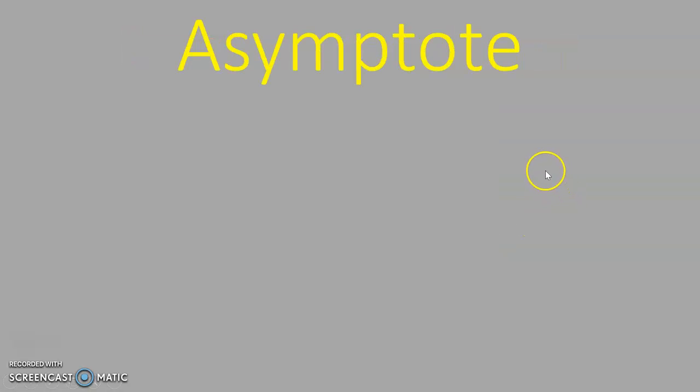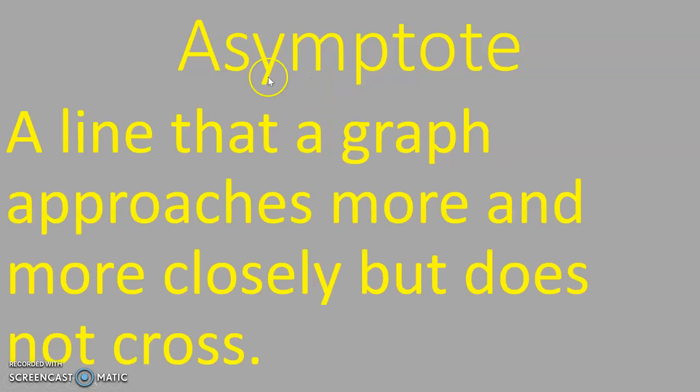What you may have noticed on those two graphs is that on the flat side, it looked like it sort of hugged a horizontal line. And we call that horizontal line an asymptote. In this case, a horizontal asymptote. An asymptote is a line that a graph approaches more and more closely but does not cross.